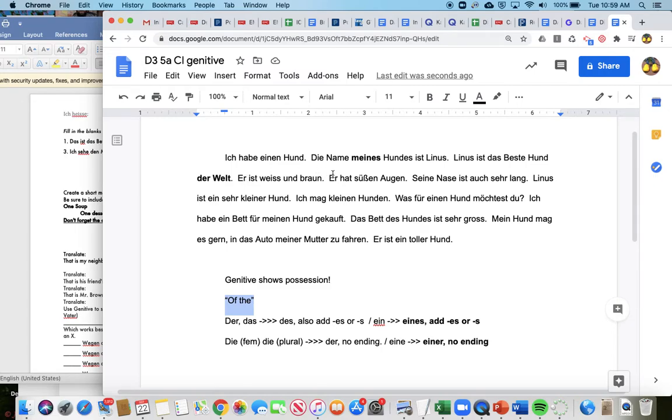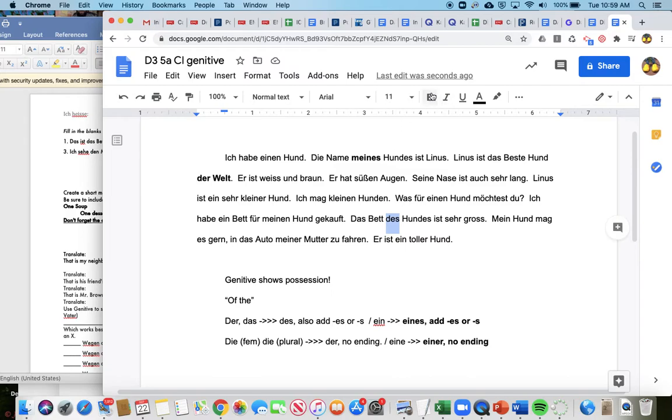Ist weiß und braun, nothing there. Hat süße Augen, he has sweet eyes. Seine Nase ist auch sehr lang, long nose, no genitive. Linus ist ein sehr kleiner Hund, no genitive there. Ich mag kleinen Hunden. Was für einen Hund möchtest du? Still none. Ich habe ein Bett für meinen Hund gekauft. I bought a bed for my dog. So we've got some possession, but für takes care of it for us. How about here? Das Bett des Hundes.